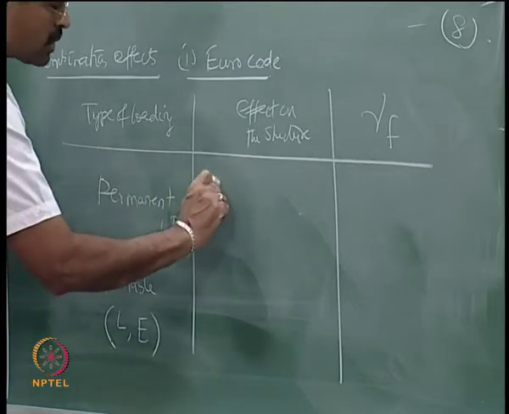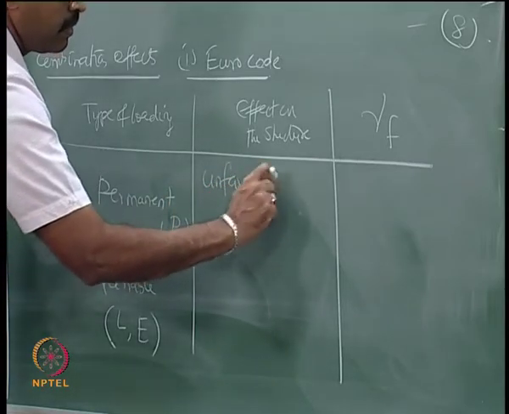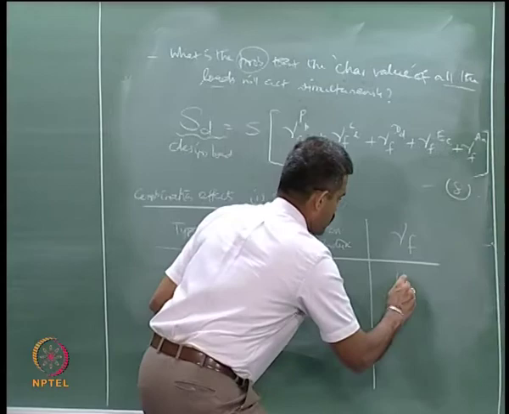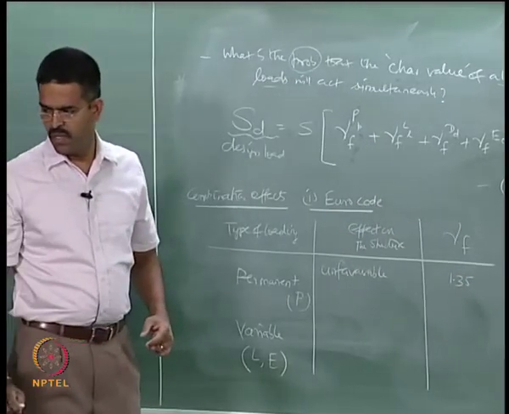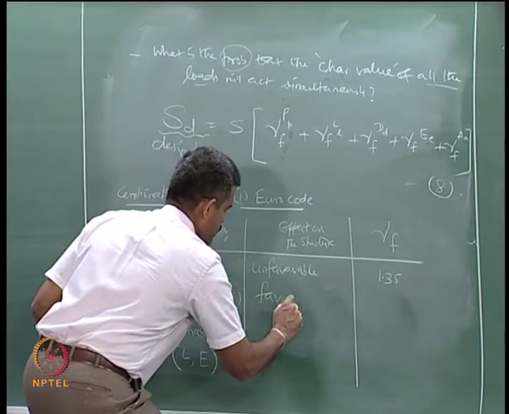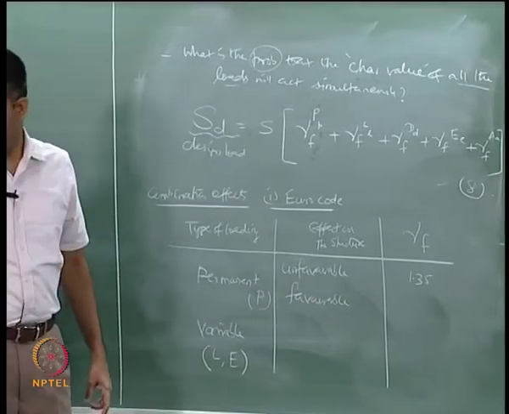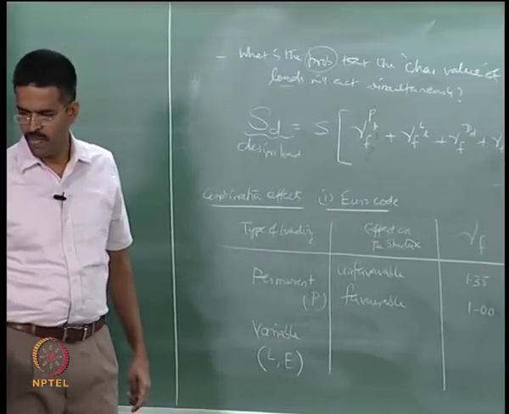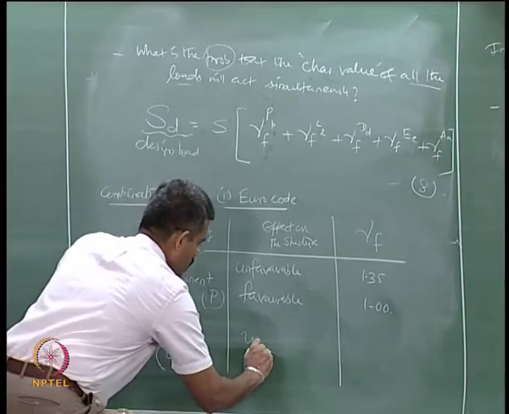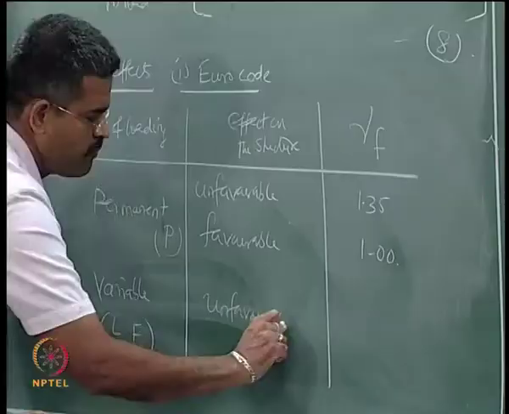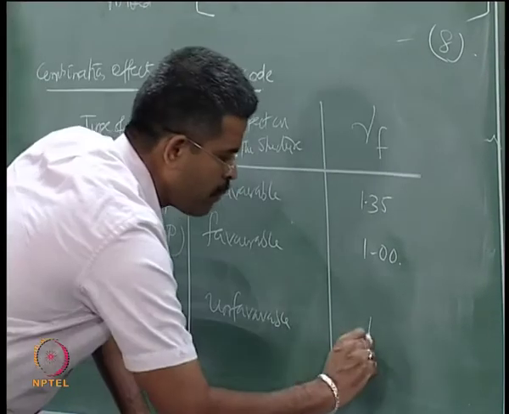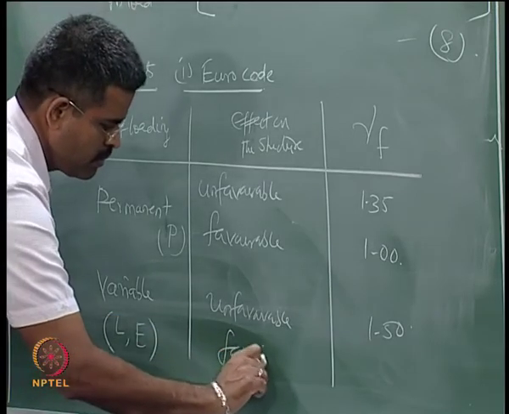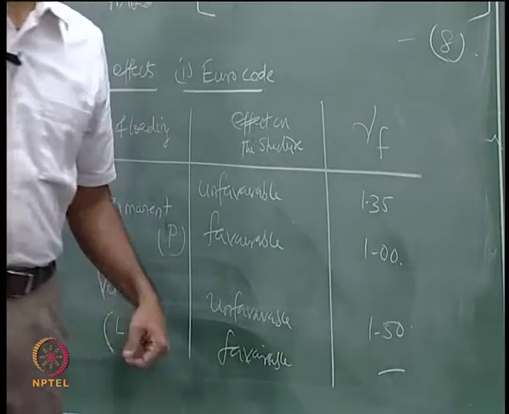If you are designing the structure for the most unfavorable effect, then use gamma f of 1.35. If you are looking for a favorable effect on the structure, then design this with gamma f of 1.0. For the variable loads, for the most unfavorable effect, design it with 1.5, and for favorable, there is no recommendation given in the Eurocode.